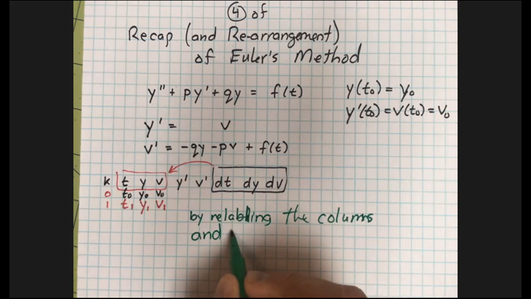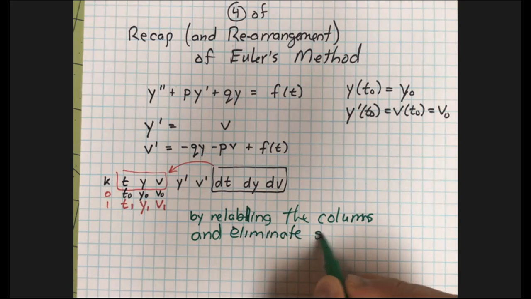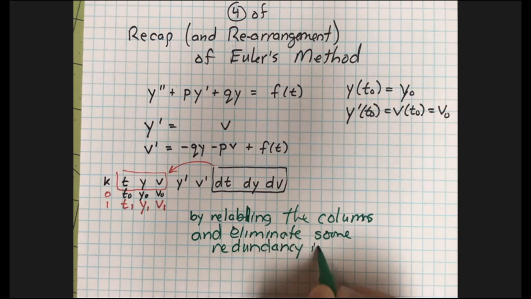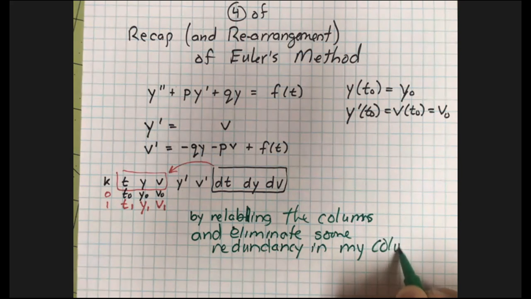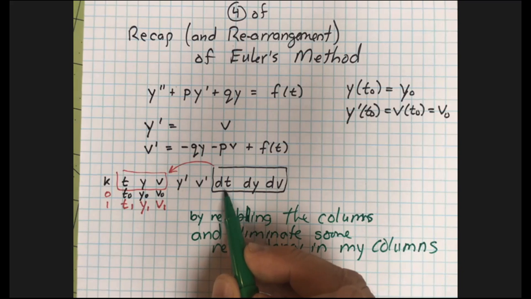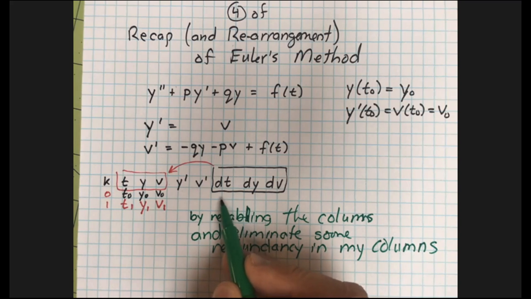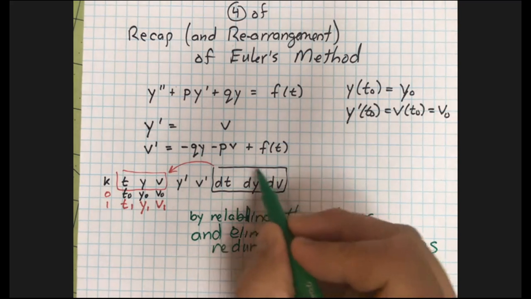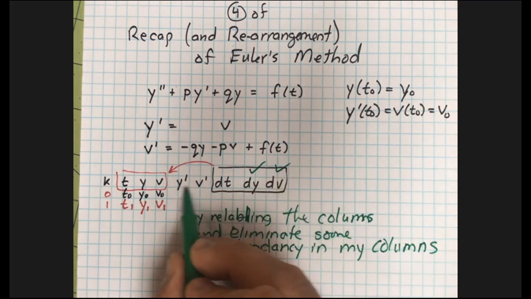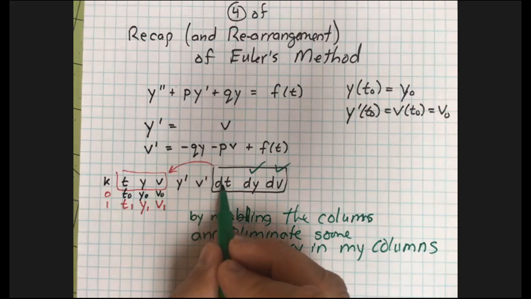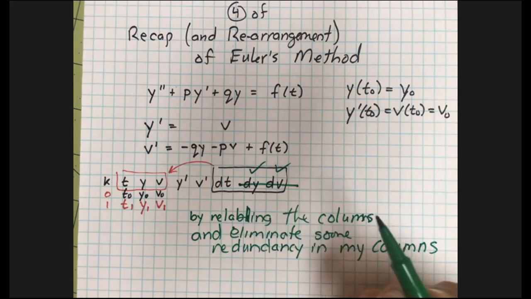So I eliminate some redundancy in my columns. For example, a redundancy was dt. Once I set the dt equal to a tenth of a second, I knew how all the t's were going to come out. I didn't need a column that kept reminding me tenth of a second, tenth of a second, tenth of a second. And likewise, these two columns, dy and dv, are the result of multiplying the tenth of a second times these two columns. So I could erase these two columns and just multiply these two columns by the tenth of a second and add them directly. I don't need those two columns.